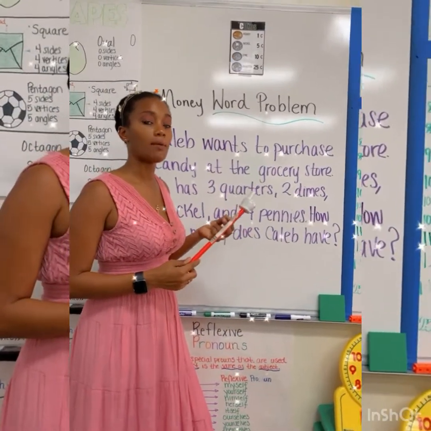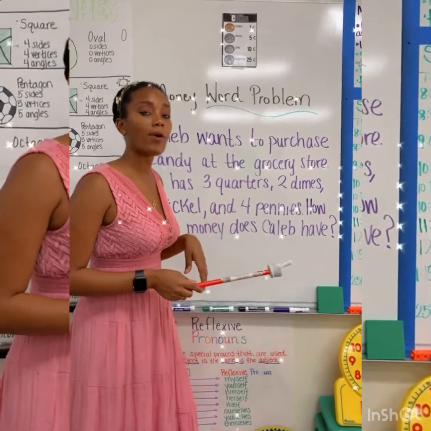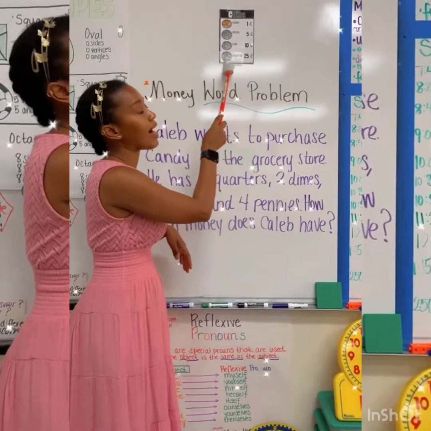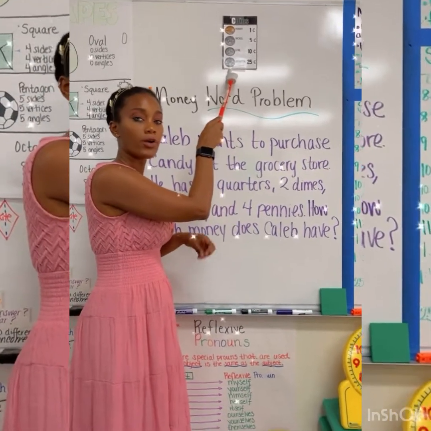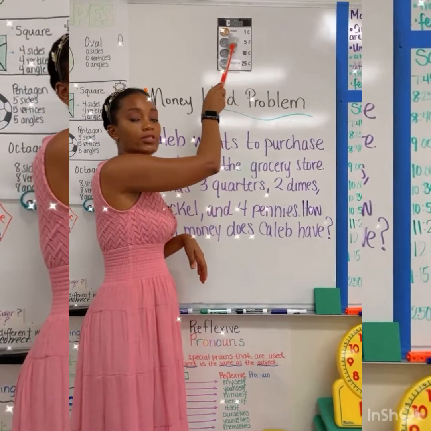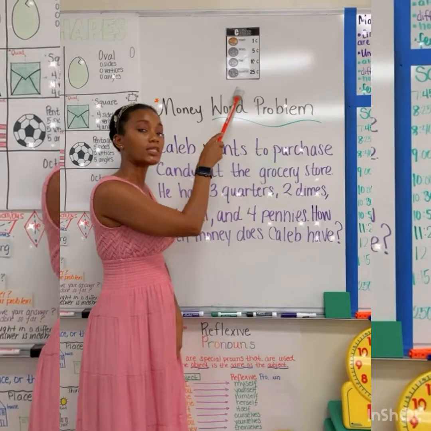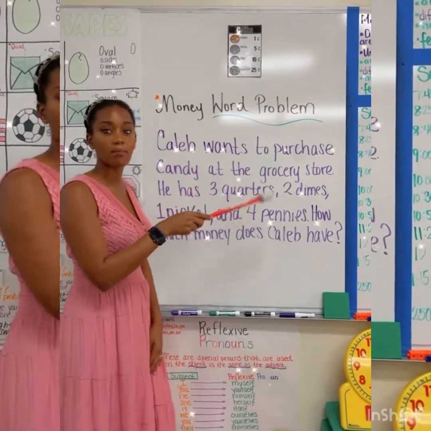Anytime we're working in a math money word problem or counting coins, we are always going to start with the highest value first, which is a quarter at 25 cents, down to the lowest value, which is the penny at 1 cent. Now we have reviewed our coins, let's go ahead and read our math money word problem.